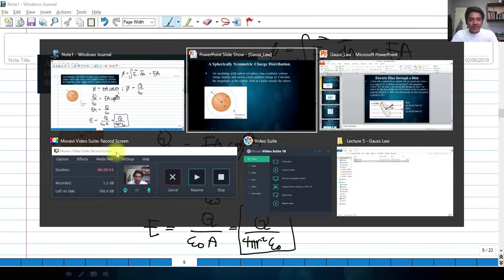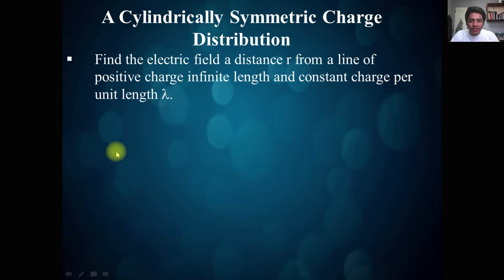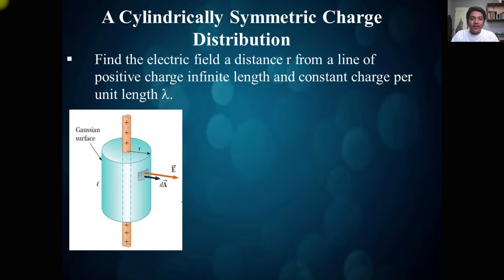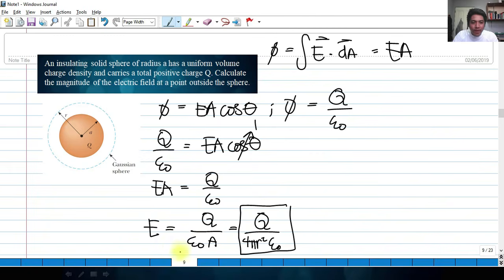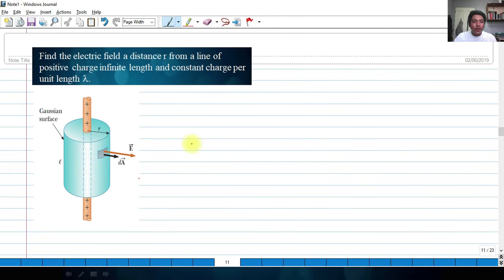For our last example, find the electric field at distance r from a line of positive charge of infinite length and constant charge per unit length lambda. For example, we have a line of positive charges here, and we're going to create a Gaussian surface in the form of a cylinder with length L, and we're going to get the electric field at this point due to the positive line of charge. So, what are we going to do?